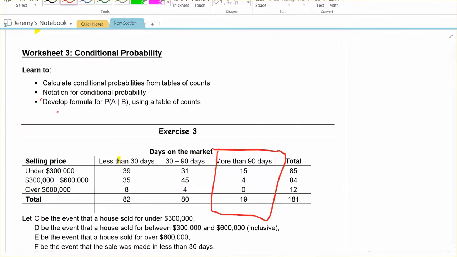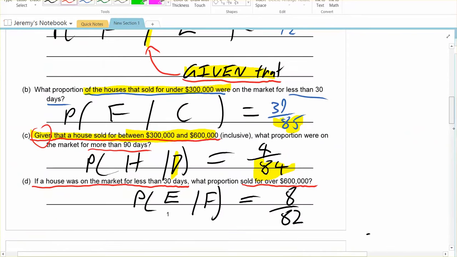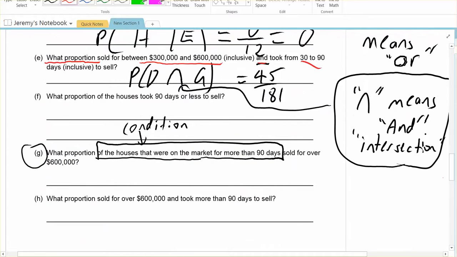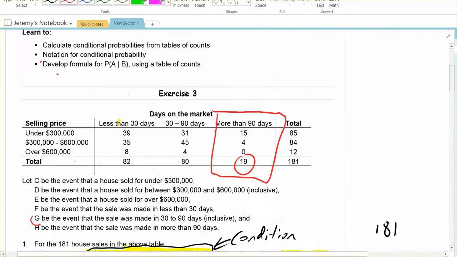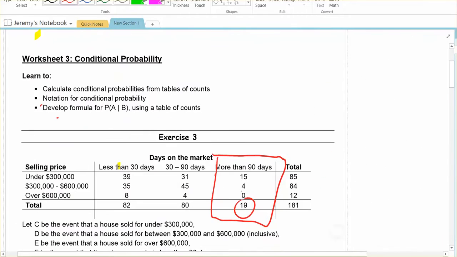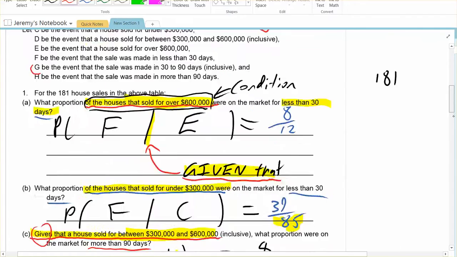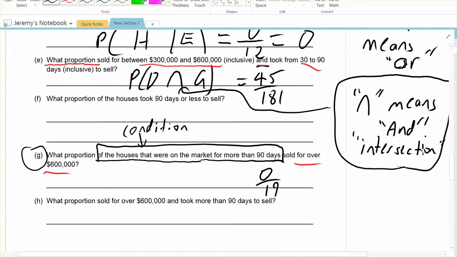So it's this one, and the answer is 19, so it's going to be out of 19. And the question is, the event is sold for over $600,000. So out of those 19 houses, how many sold for over 600,000? And the answer is 0. So 0 out of 19.